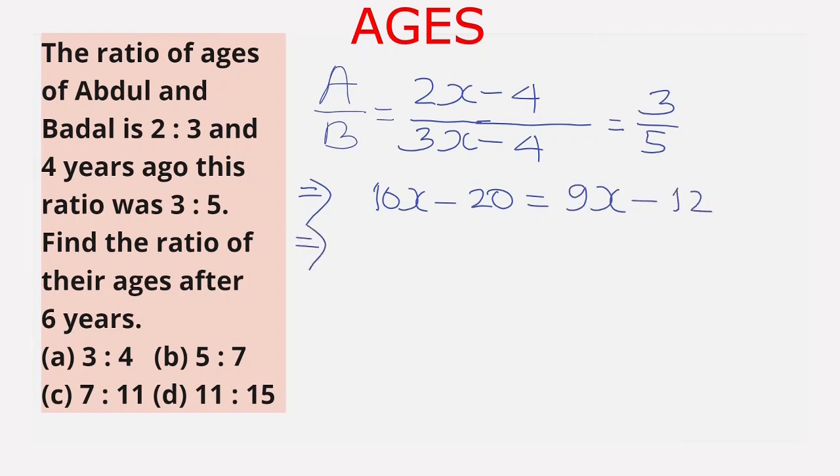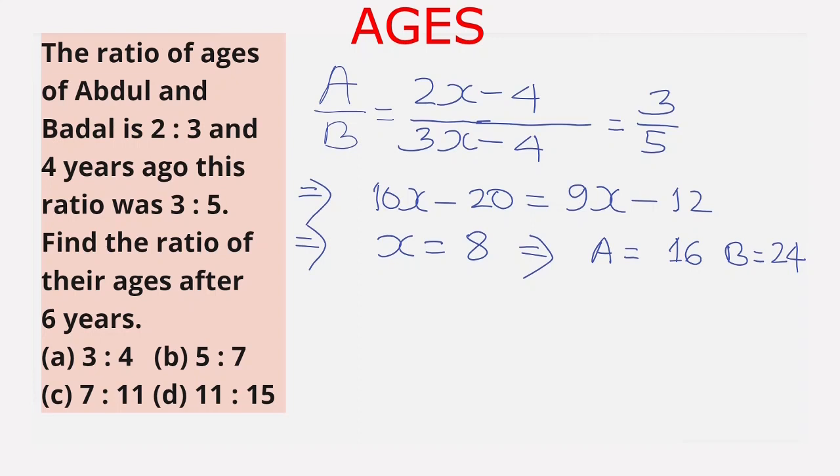By transferring 9x towards the left and minus 20 towards the right, we get 10x minus 9x is x, equal to 20 minus 12 is 8. This is the value of x. Therefore, A equal to 2x, this is 2 multiplied by 8 is 16, and B equal to 3x, that is 3 multiplied by 8 is 24. Thus the age of Abdul at present is 16 years and Badal is 24 years.